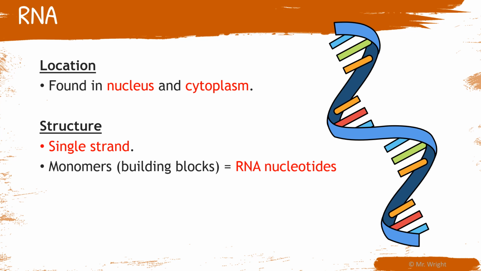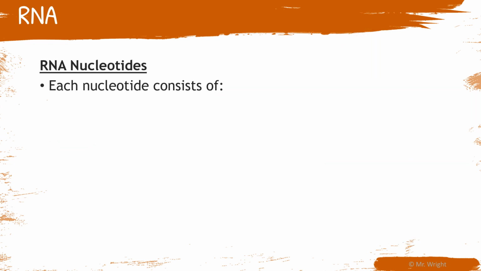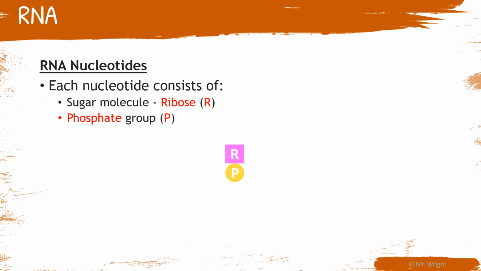Importantly, RNA also consists of nucleotides. However, the monomers of RNA are called RNA nucleotides because the nucleotides of RNA are slightly different from the DNA nucleotides. Speaking of which, let's look at RNA nucleotides. RNA nucleotides consist of a sugar molecule called ribose, unlike DNA, which consisted of a sugar molecule called deoxyribose. RNA nucleotides also have a phosphate group, similar to DNA, and it also has nitrogenous bases, similar to DNA.